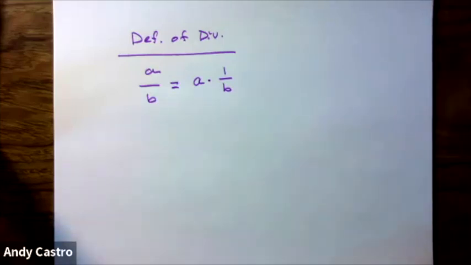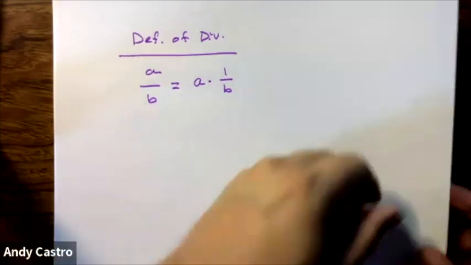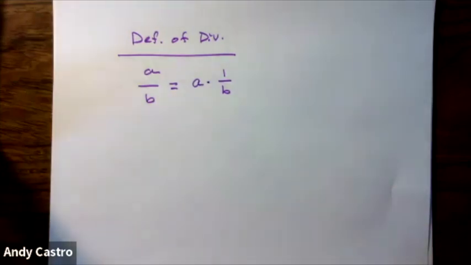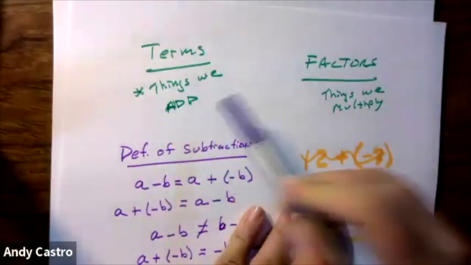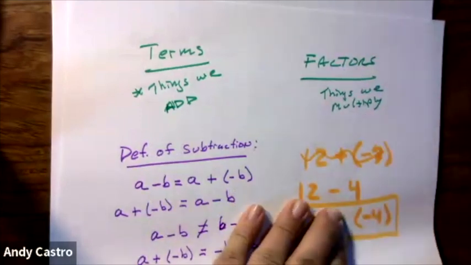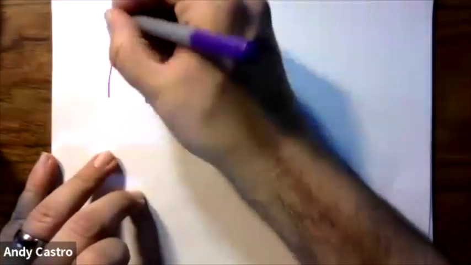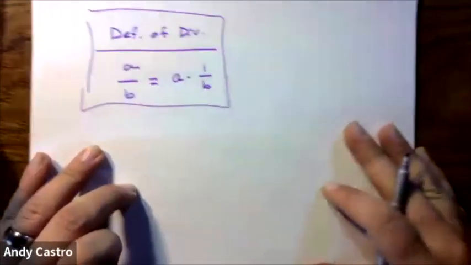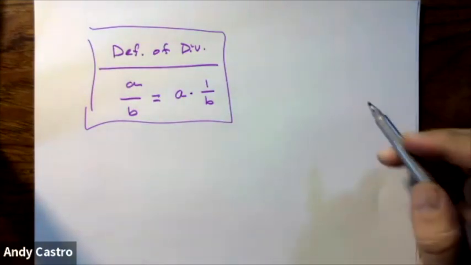Now we're going to look at terms and factors. Terms are things we add. Factors are things we multiply. Make sure that is in your notes. Terms are things we add. Factors are things we multiply. I will refer back to those two things quite often as we move forward in our algebra, so you want to make sure that you have that in your notes.